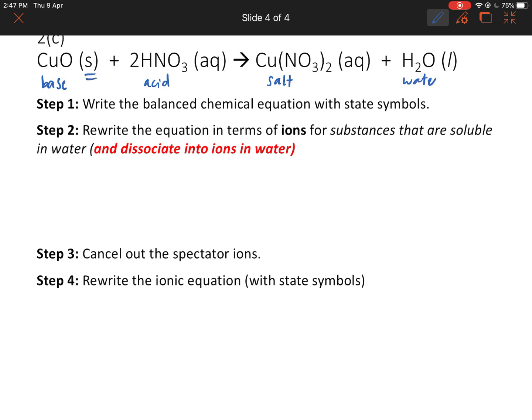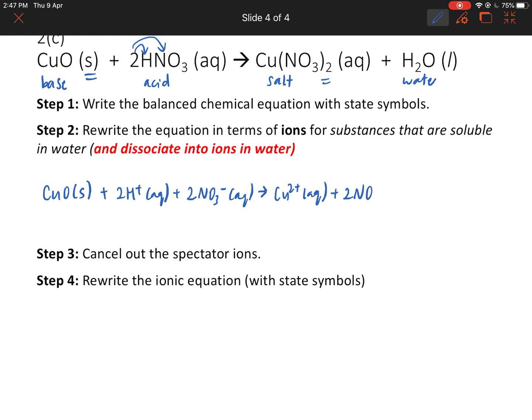So right now your base is insoluble. So when I rewrite it out, it does not become ions. So I leave it as a solid. This acid will dissociate, but take note that there will be two hydrogen ions as well as two nitrate ions based on the balanced chemical equation. Copper nitrate is a soluble salt, and again, don't forget, you need two of the nitrate ions based on the chemical formula. And we learned that water is a molecule and will not dissociate into ions.